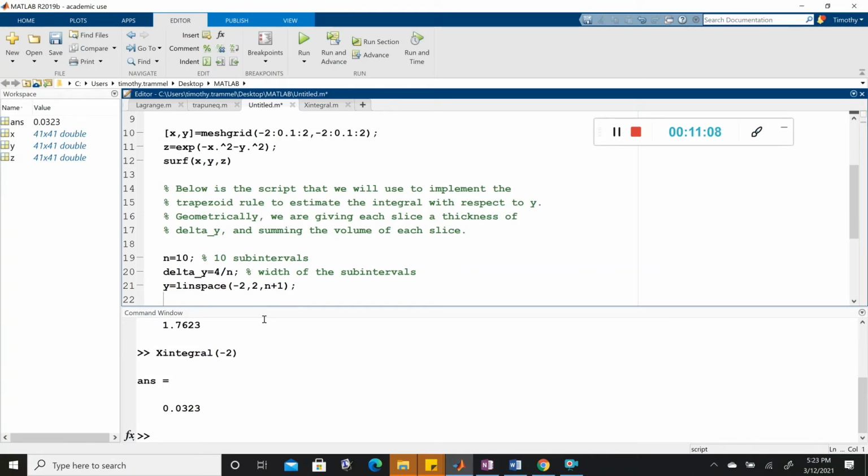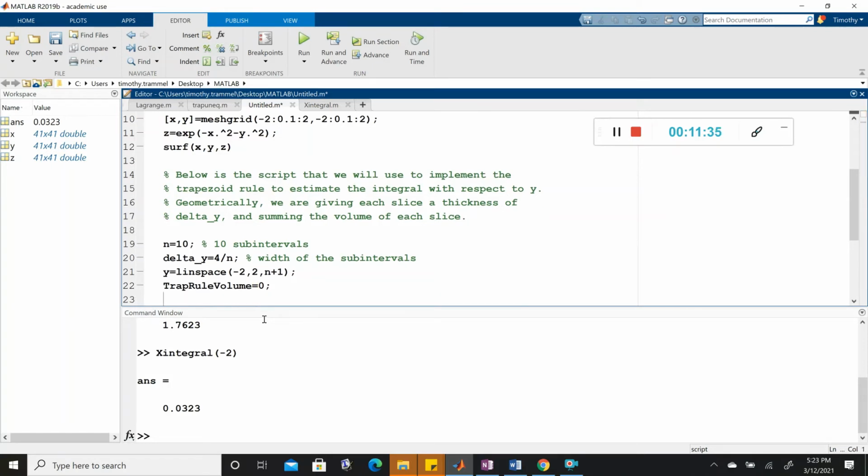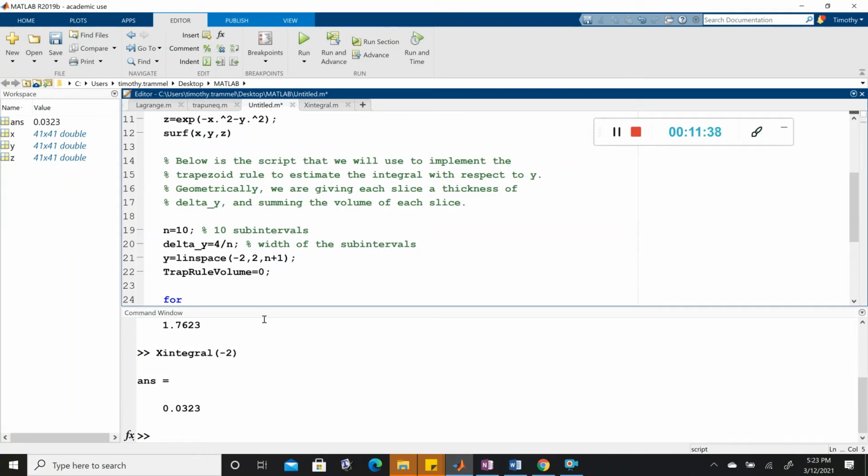And now, this next part here, we are going to write in our first term from the trapezoid rule in some sense. I say first term, I just mean, hey, we're going to start off with saying the volume is 0, and then we'll add stuff to it once we get our for loop going here. So trap rule volume, and then for i equals 1 to n. So we're finally into the for loop here.